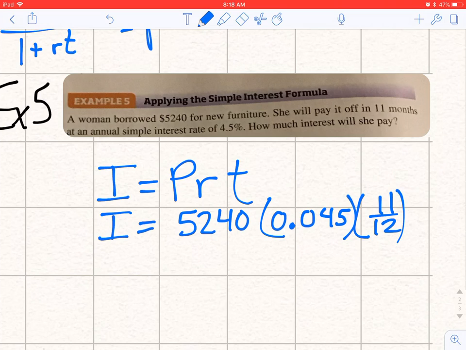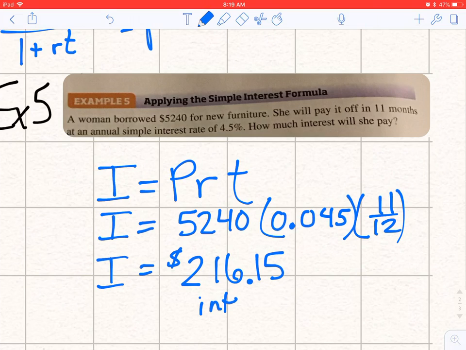Now I'm forgetting because it's a different day when I wrote this out. Double check, yeah, okay. So we could definitely use a calculator to help us out with that, and by the time we punch it all in, it turns out to be, rounded to the nearest cent, right? $216.15 interest in less than a year.